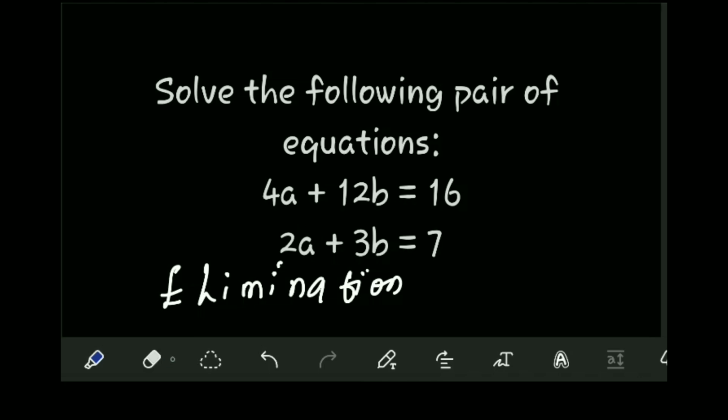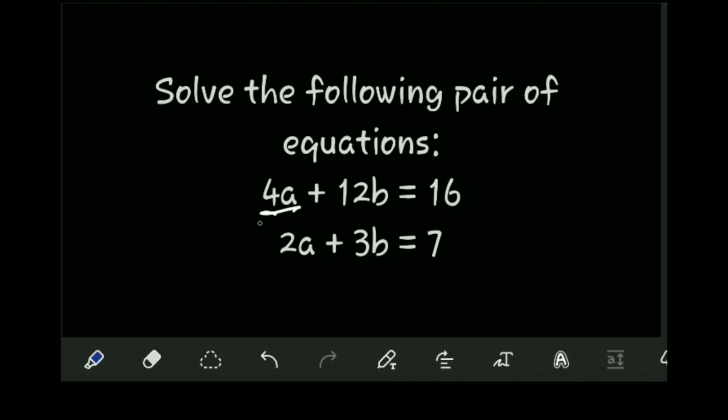So, to use the elimination method, there are a few steps you need to take note of. One, ensure that the coefficients of the variables you want to eliminate are the same. In this case, you are free to eliminate any of the variables. You can either eliminate A or eliminate B. But the rule remains the same. To be able to eliminate, ensure that the coefficients are the same.